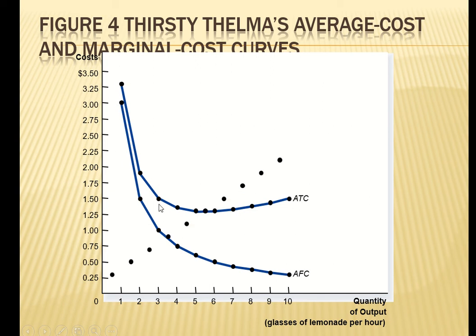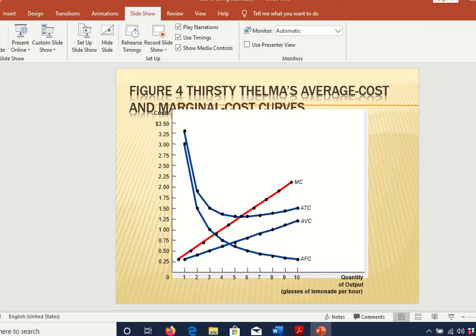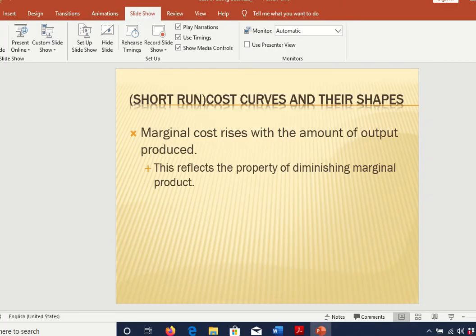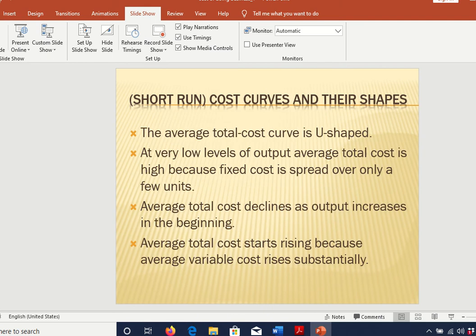But at some point, another component of the average total cost, which is the average variable cost, starts to take over. So you can see that this effect dominates after some point. So that's why the average total cost starts to go up. Okay, so that's how we get a U-shaped, typical looking average total cost. So the average total cost is U-shaped.